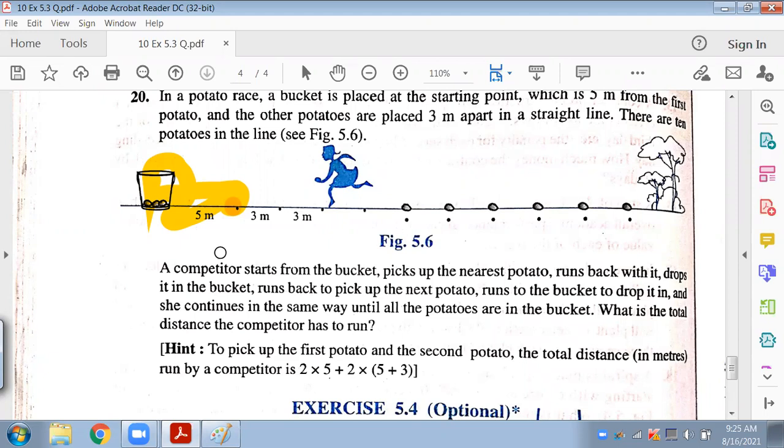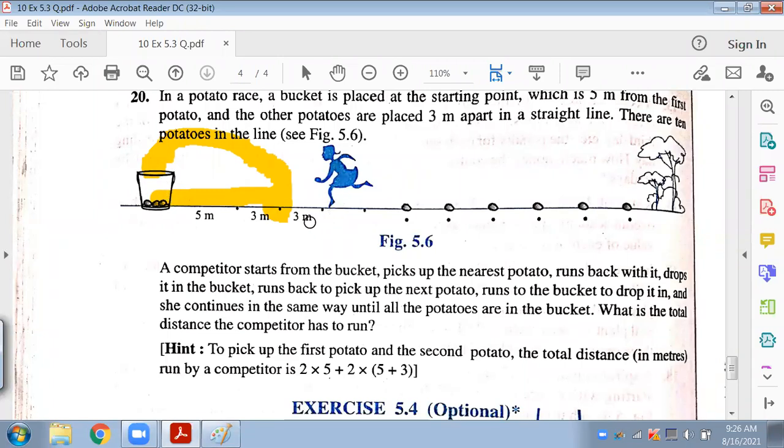Then again, to pick up the second potato, he has to run 5 meters plus 3 meters, that means 8 meters to pick it up. Again, he has to bring it near the basket, so again he has to run 8 meters, and then he can drop it in the basket. So to drop the second one in the basket, he has to run 8 to get the potato, and to bring it back again, he has to run 8. That means in total, he has to run how much? 16 meters to drop the potato in the basket.